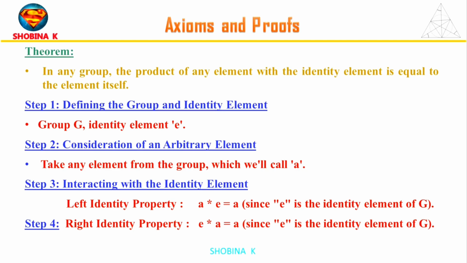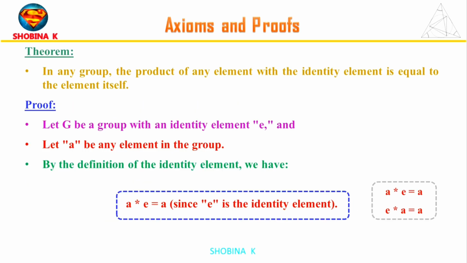Now let's consider the right identity property. Again, we are in the group G with an identity element E, and we have element A. Using the definition of the identity element, we see that E * A is also equal to A. This confirms that when we combine E with A on the right, we get A as a result. E is a do-nothing element. When we introduce E, A remains unchanged. And we have demonstrated the left and right identity properties. This proves the identity element property in the group. It shows that when you combine any element A with the identity element E, you get back the original element A, as stated in the theorem.